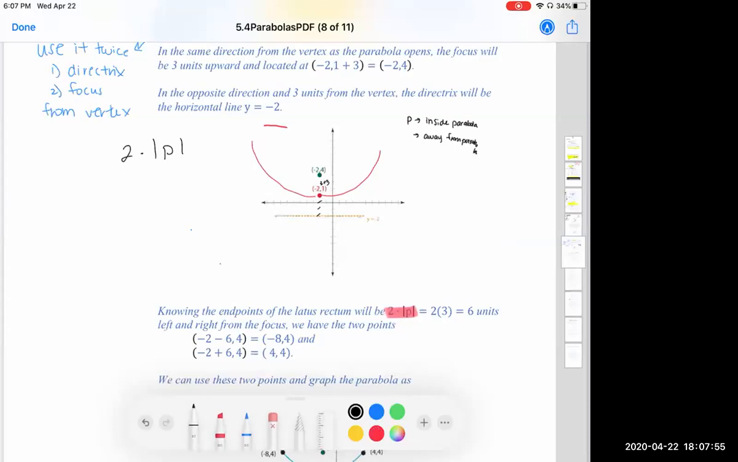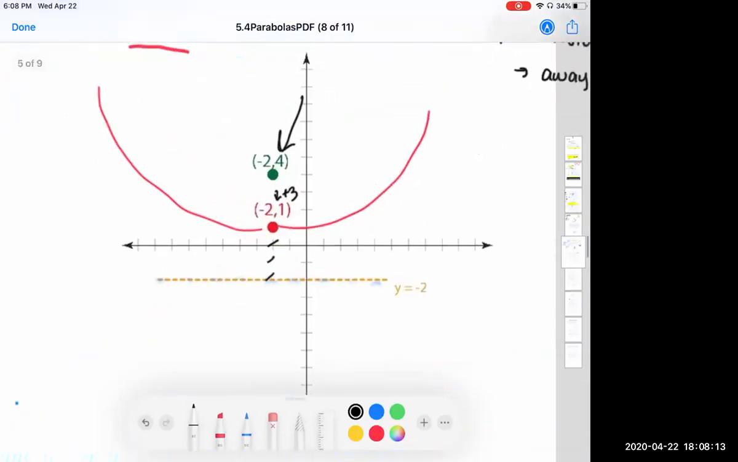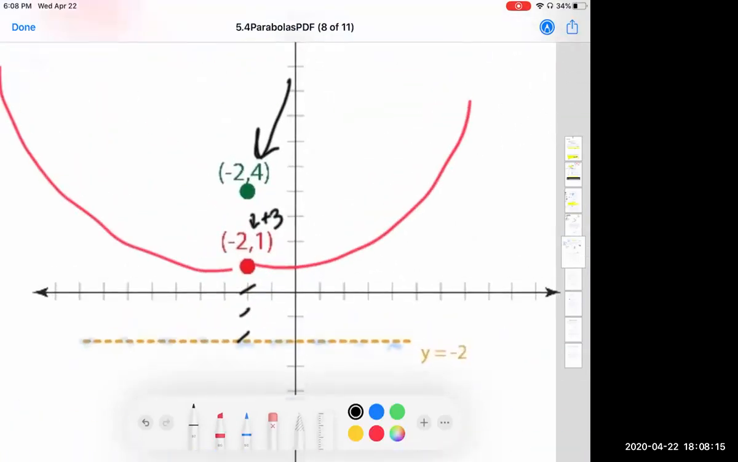All right, so we're gonna use 2 times the absolute value of P. And the reason why we use absolute value is because we're not worried about the sign, we're worried about the units, how many units we're gonna move away. So our P was 3, so I have 2 times 3. So from your focus, you're gonna move 3 points to the left and 3 points to the right. So we're gonna add and subtract 3 to our x. So if we add 3, we're left here at 1. So I have the point 1, 4. And if I subtract 3, we're left at -5. -1, 2, 3, 4, 5.